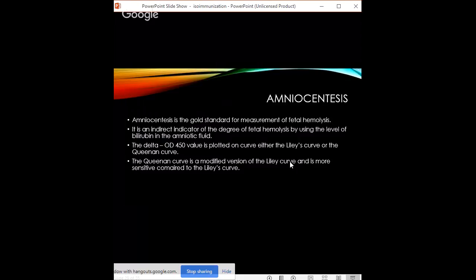And then you have your amniocentesis, and this is your gold standard for measuring fetal hemolysis. It is an indirect indicator of the degree of fetal hemolysis by using the level of bilirubin in amniotic fluid. And here they use something called the delta OD450 value, and it is plotted either on the Lilly's curve or the Quinan's curve. The Quinan's curve is a modified version of the Lilly's curve, and it is more sensitive in comparison.